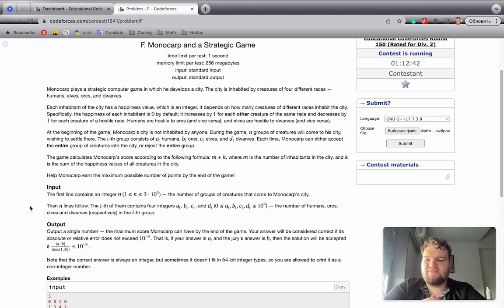Okay, the last problem F. Okay, so we have some city with 4 races, and they're split into pairs where in every pair one race is antagonistic to the other, hostile, and each inhabitant has a happiness value.